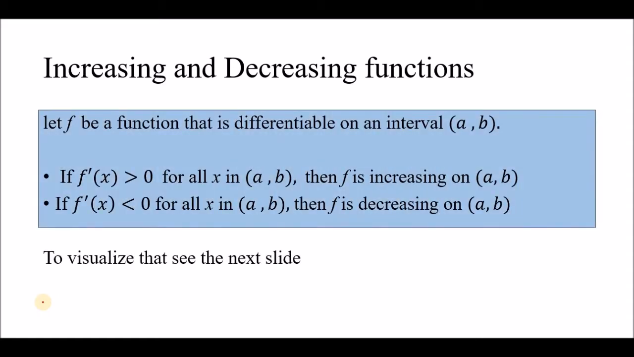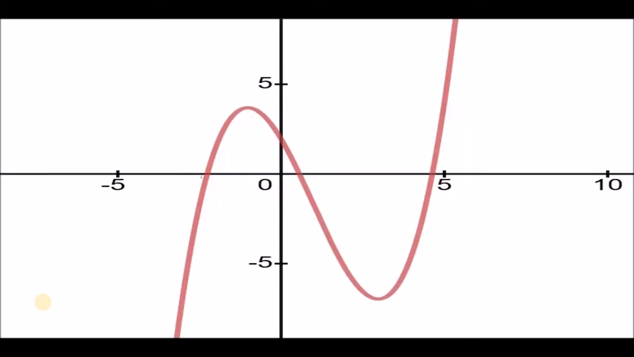To visualize that, let's look at the next slide. Here is a graph of a function. Look at the tangent line at that point. The tangent line seems to be going upwards. That means it's positive. We can infer that f prime of x is positive as well at that specific point. So in this case, f prime of x is greater than 0.